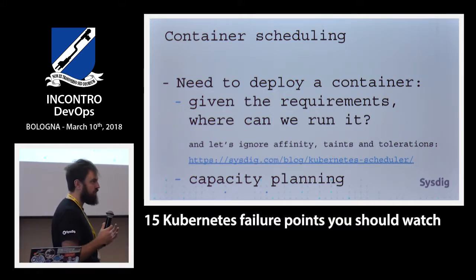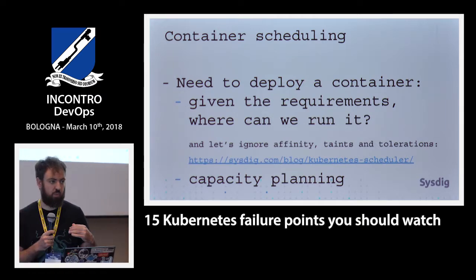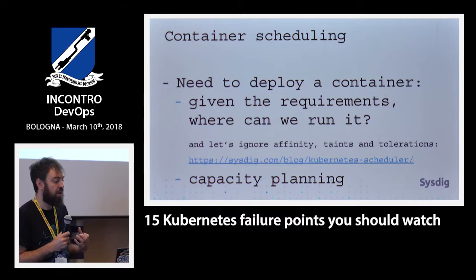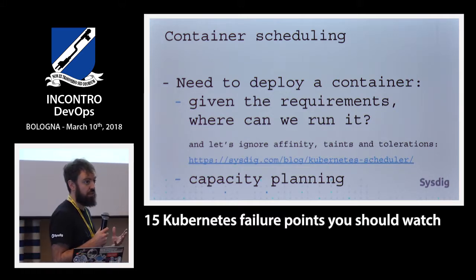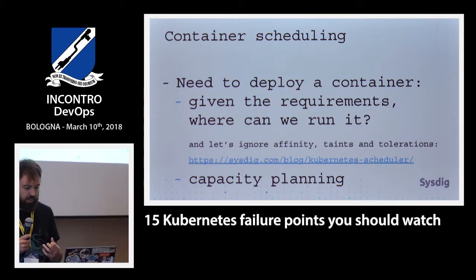So what is the first thing that Kubernetes does when it needs to run a container? It needs to find where is the best place to run that container. Which node is going to run that container?